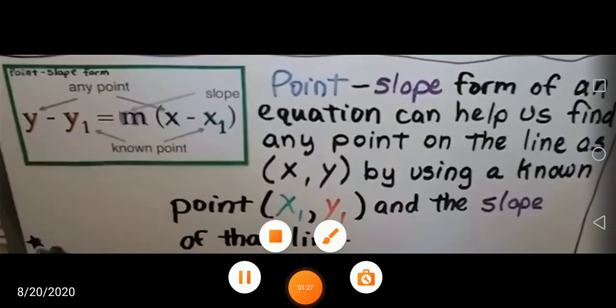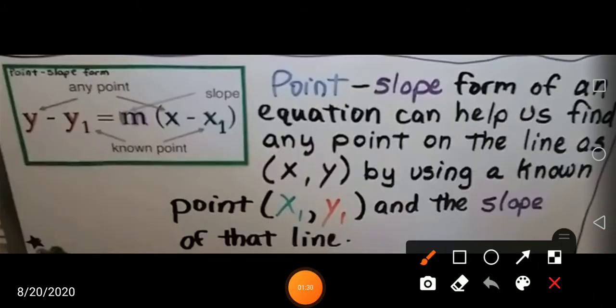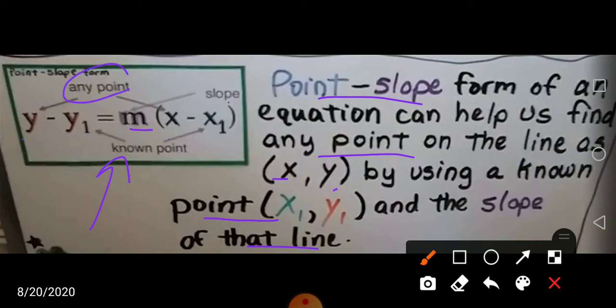In the last lesson, we also covered the point-slope form of an equation, which can help us find any point on the line as x, y by using a known point x sub 1, y sub 1 and the slope of that line. Here is the formula, called point-slope form: y minus y sub 1 equals m times x minus x sub 1. Here m is the slope, x and y are any points, and y sub 1, x sub 1 is the known point.